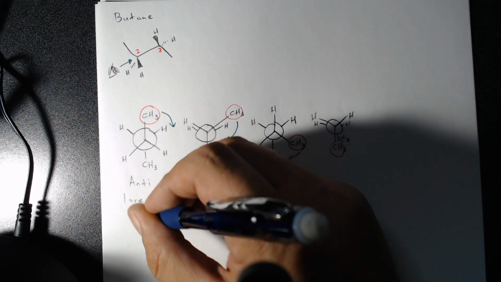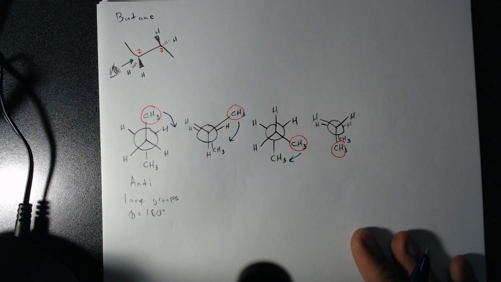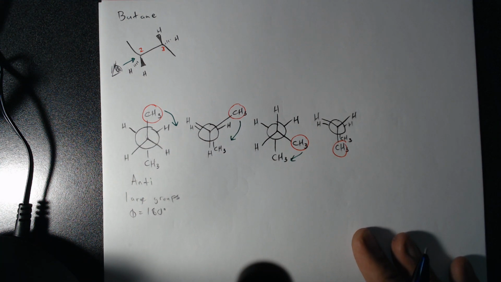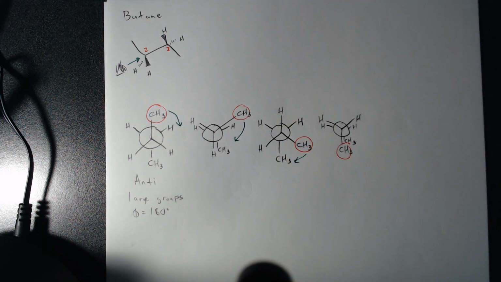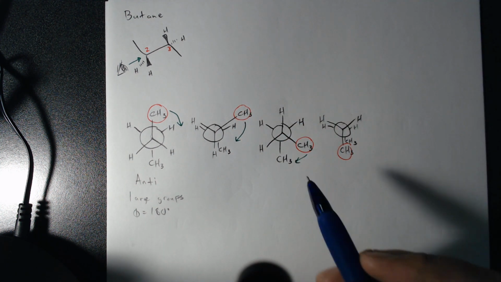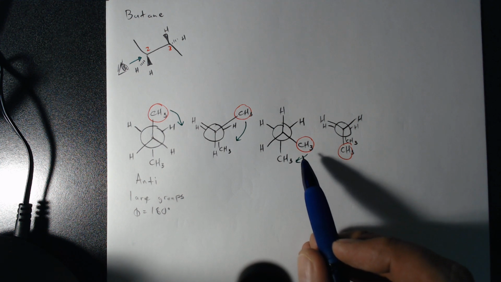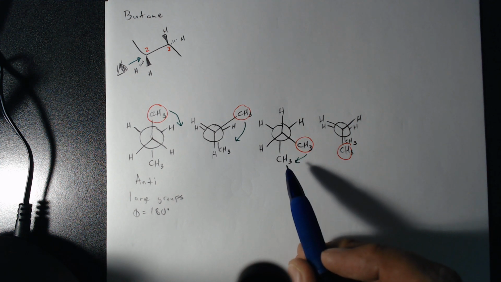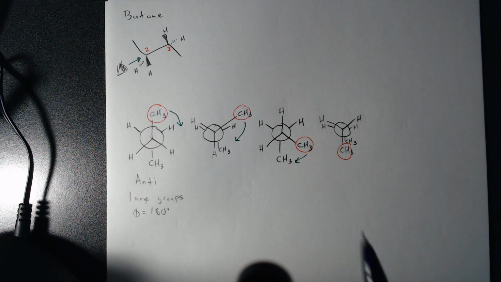Phi is 180 between them. All right, this one's eclipsed. Nothing too special about that one here. This next one here, notice how the large groups are kind of coming into proximity. In this situation where it is staggered, but the large groups are 60 degrees apart, that is the gauche conformation.